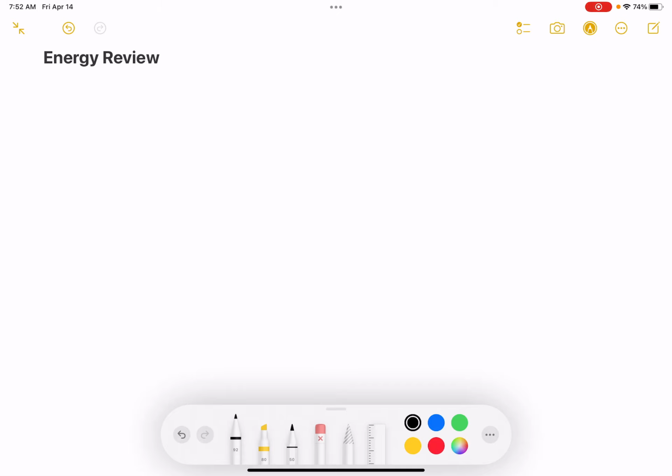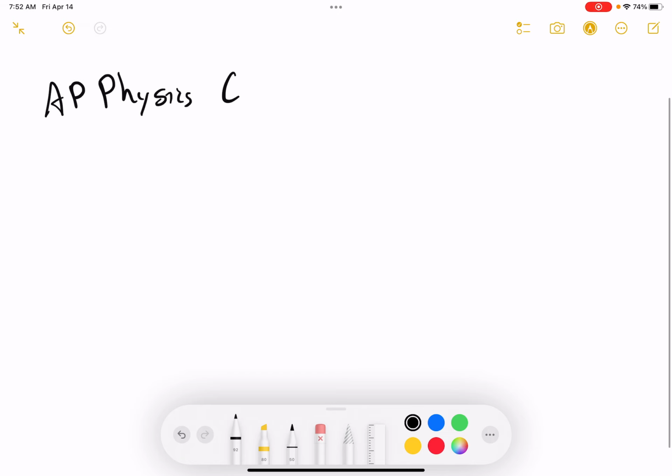Hello, today we are going to review energy for AP Physics C. And what we're really looking at is, first of all, how to set up energy, what the basics are. Then we're going to look at some different kinds of scenarios that are maybe a little bit simpler to solve but can be a little bit less intuitive. And then finally, we'll look at energy graphs, which are an important aspect to think about. So let's go ahead and jump right in.